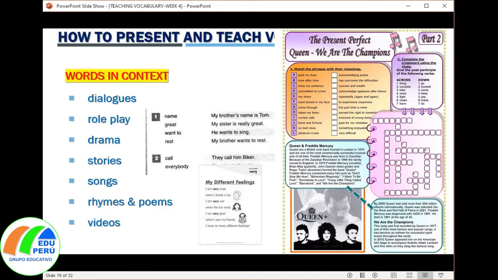And finally, you have a reading. This is another way to expose our students to vocabulary. They are going to read some simple texts. Here, for example, you have a kind of short summary related to the group, to the singer, and also to some songs, related to the song, We Are the Champions. Notice the different exercises that you could use inside a song to present the new vocabulary.